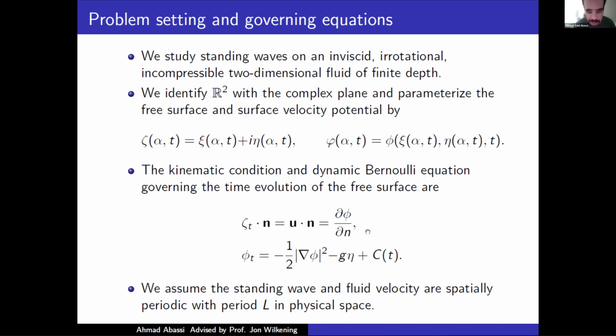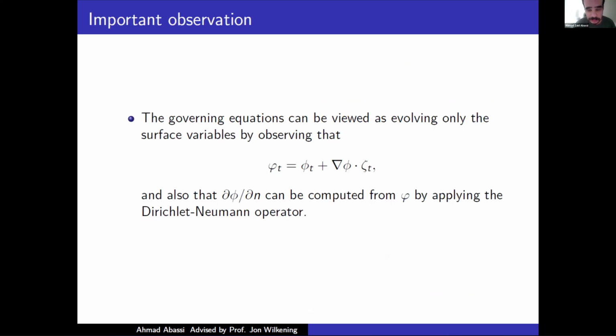They're given right here. In addition to this, we assume that the standing wave and fluid velocity are spatially periodic with a period L in physical space. We'll get to physical space versus conformal space in a moment. Here's an important observation: the governing equations of the free surface can be viewed as only involving the surface variables by observing this identity right here, and also that the normal derivative of phi can be computed from var phi by applying the Dirichlet-Neumann operator, which is quite standard.